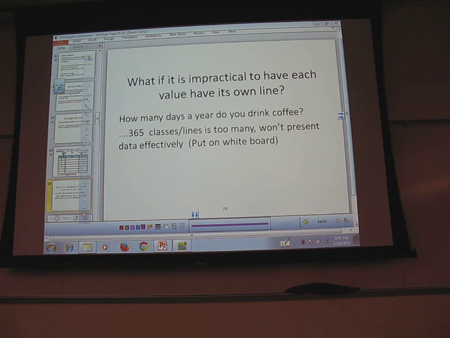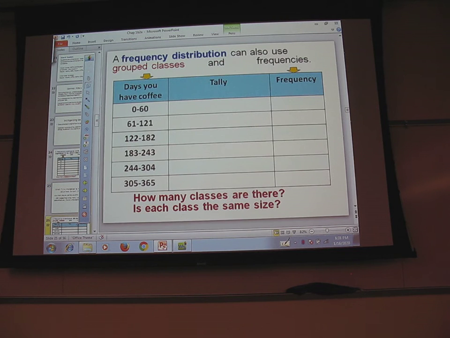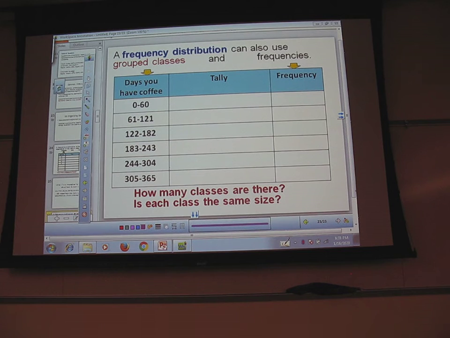So we put them into groups and make what we call the group frequency distribution. Here classes are grouped: 0 to 60, 61 to 121, 122 to 182. So there are 6 different groups you can fall into.